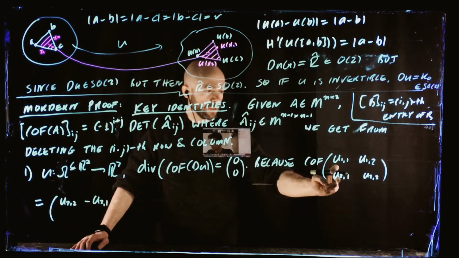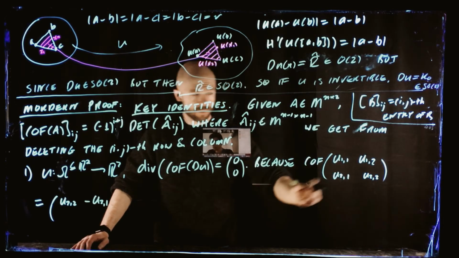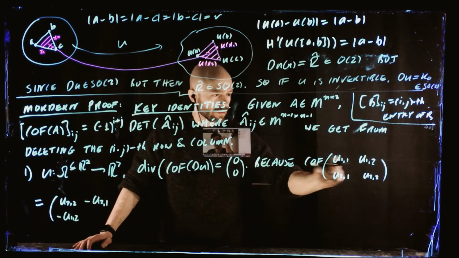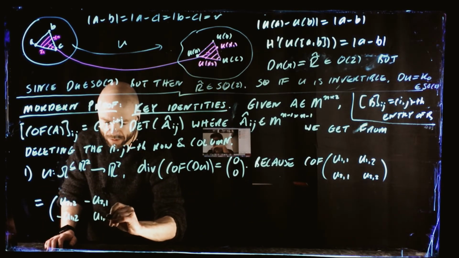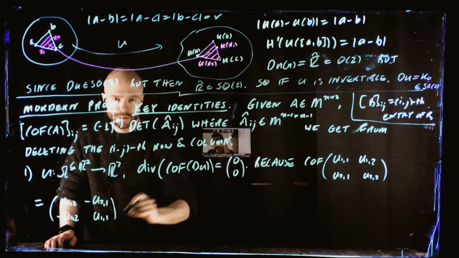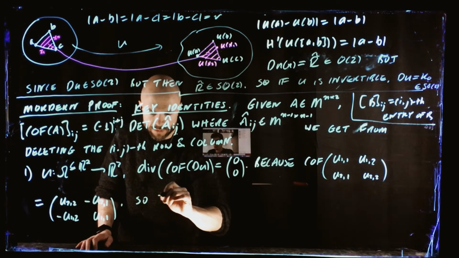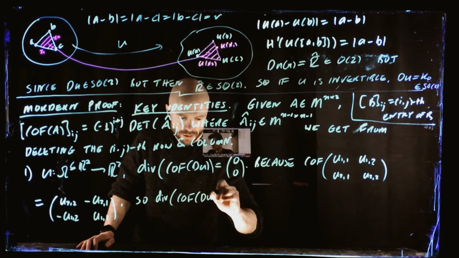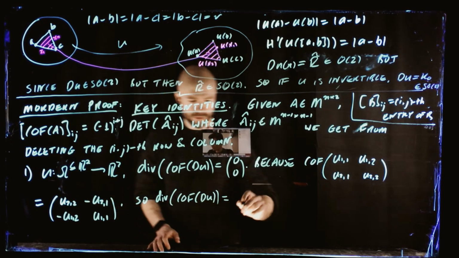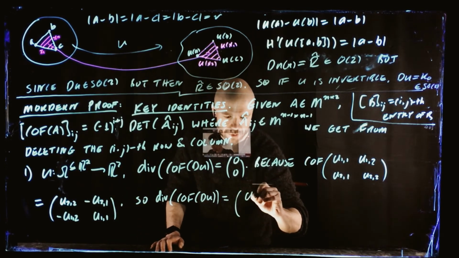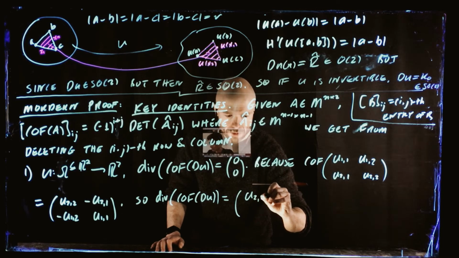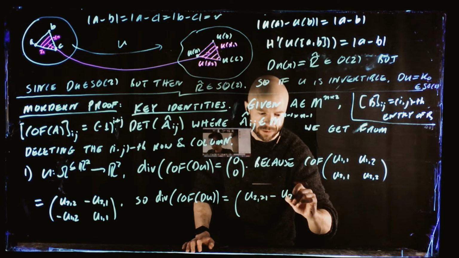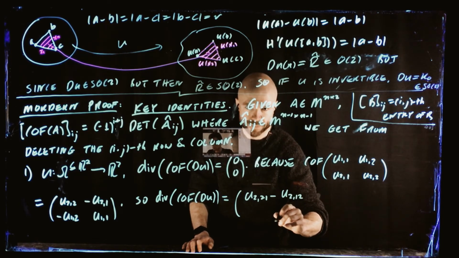Yeah? Then we take this guy, we delete this row and column, we're going to have minus 1, 2. And we take this guy, we delete this row, this column, we're going to have u1 comma 1. Yeah? So if we take the divergence of the cofactor of this thing, then it's the divergence of the first row. So it's going to be u2 comma 1 1, and then the second entry of this vector is this guy, so it's u2 comma 1 2. Yeah?